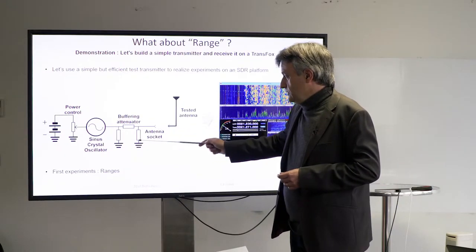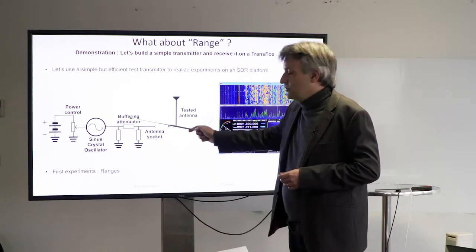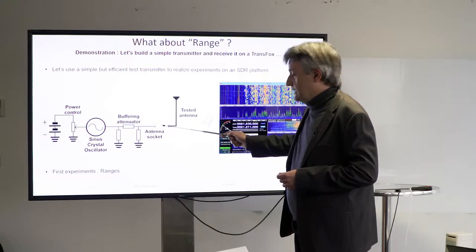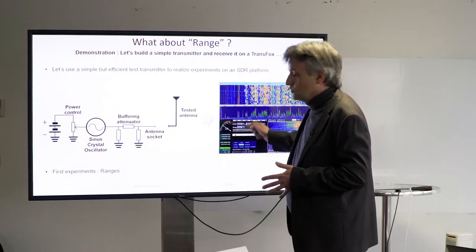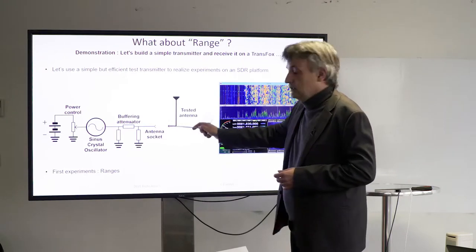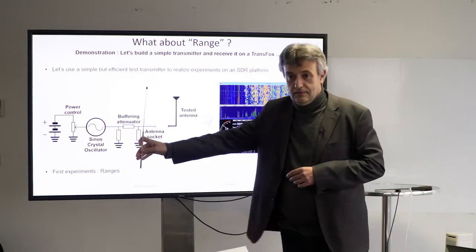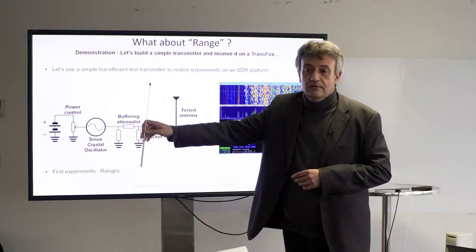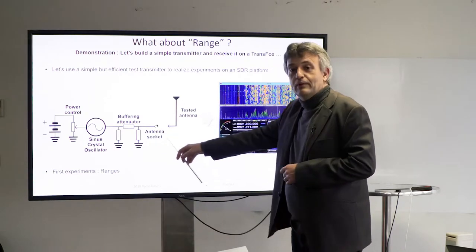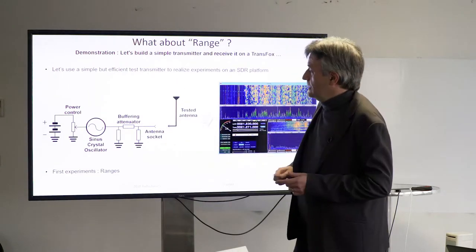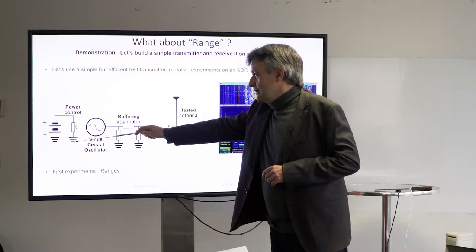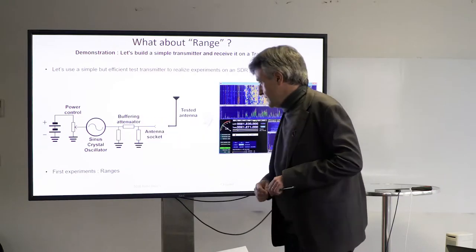And one of the other purposes of the attenuator is to buffer the oscillator against the antenna effect. If I have a condition which is changing here, the oscillator is not seeing what happens because of the attenuator. So I'm trying to isolate the electrical part of the transmitter, the generator, from where I'm going to play, which is the antenna, okay? And I have a supply, indeed, which is a battery, and a very simplistic power control, which is basically a potentiometer. Okay?